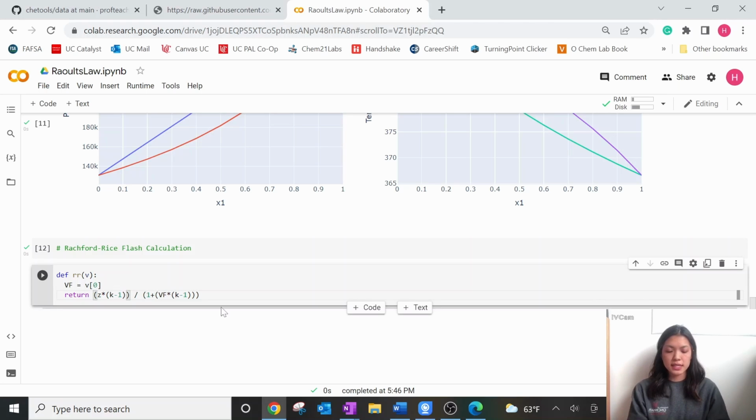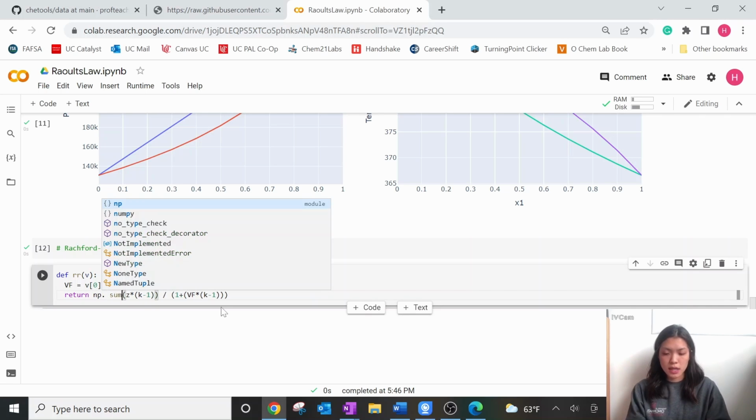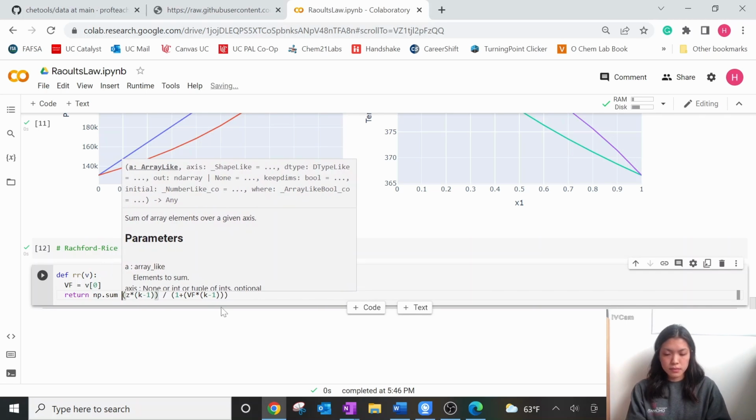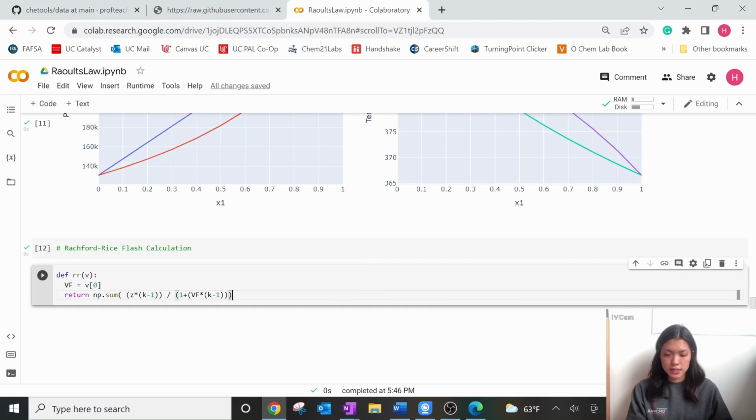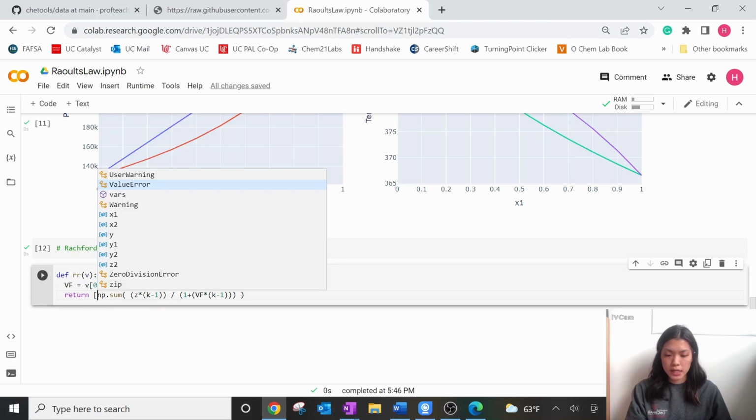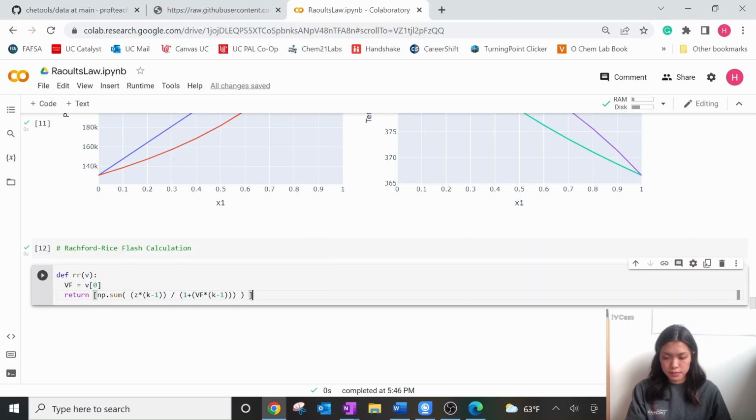And so we need the sum of this entire fraction. And so we're going to use numpy, np.sum, and we are going to sum up that entire fraction. And with the root solver that we'll be using, we need this to be in a vector form, so an array. So we're going to put square brackets around it. And this will return it as an array.